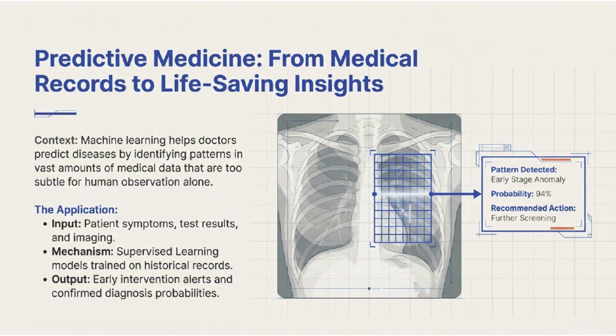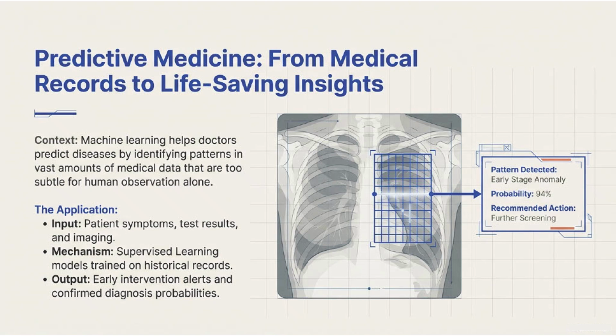There's a grid over a specific area and a little call-out box that says, pattern detected, early stage anomaly, probability 94%. Wow. Think about the limitations of a human doctor. They might look at 50 x-rays a day. They get tired. Their eyes might miss a faint shadow that's only a few pixels wide. But the mechanism here, the supervised learning model, it's been trained on historical records, maybe millions of scans where the outcome is known.